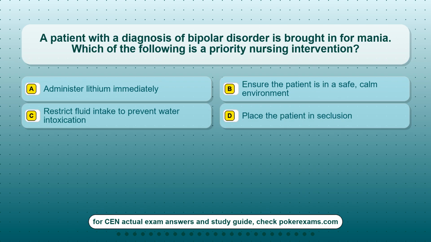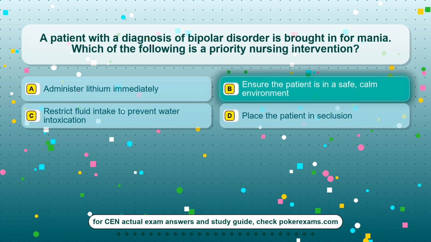Question 25. A patient with a diagnosis of bipolar disorder is brought in for mania. Which of the following is a priority nursing intervention? Option A, administer lithium immediately. Option B, ensure the patient is in a safe, calm environment. Option C, restrict fluid intake to prevent water intoxication. Option D, place the patient in seclusion.